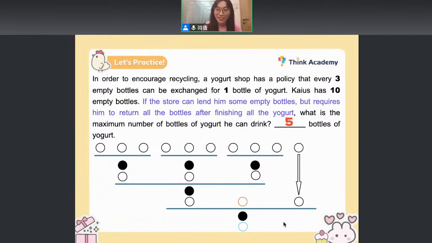This one is a bit hard, right? The answer is 5. It is not 6. Now can you understand?